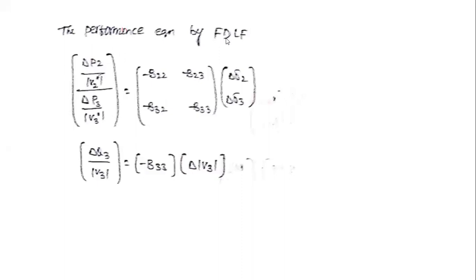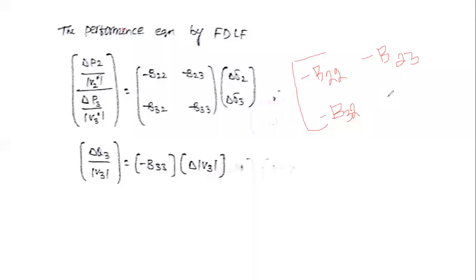Next, perform the fast decoupled load flow method. The formula for the fast decoupled load flow method is: delta P2 by V2, delta P3 by V3 is equal to the matrix minus B22, minus B23. Why? Because we are taking a 2 by 3 matrix, meaning the first one we are taking as the slack bus, that is the reference bus. That's why the B and the G matrices are considered as 2 by 2 matrices.